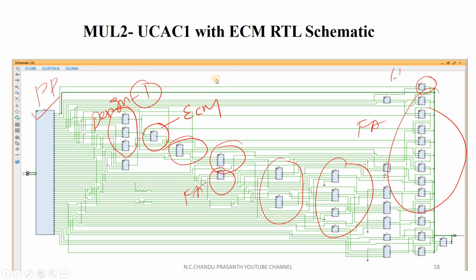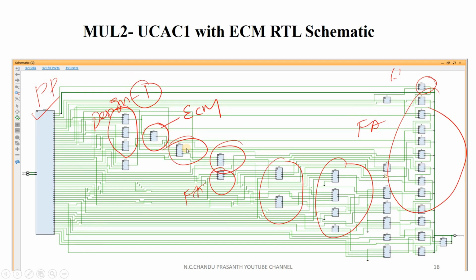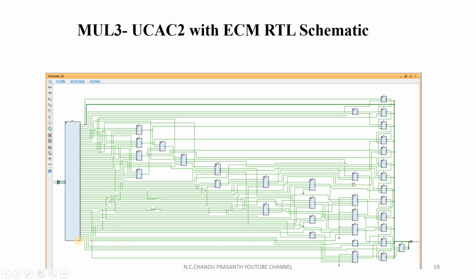This is the RTL schematic for the multiplier 2 architecture. This is multiplier 3. What is the difference between multiplier 2 and multiplier 3? They are almost the same. The only difference is the error correcting module. In multiplier 2 we have the first design. Here we have the design 2 architecture.